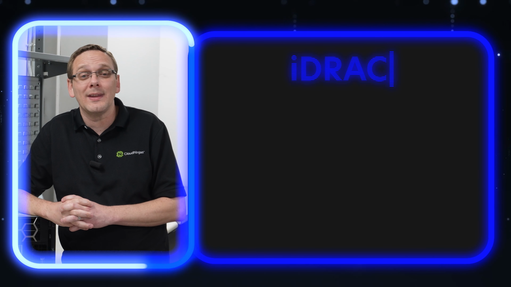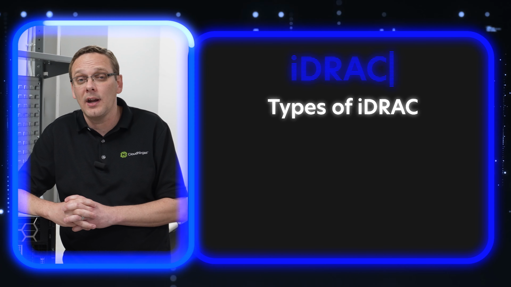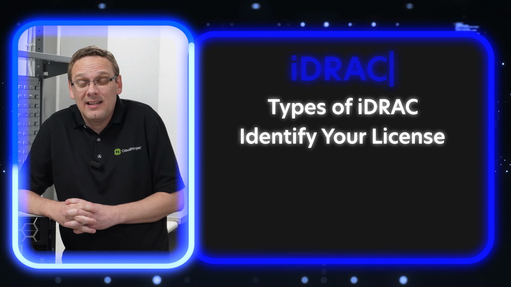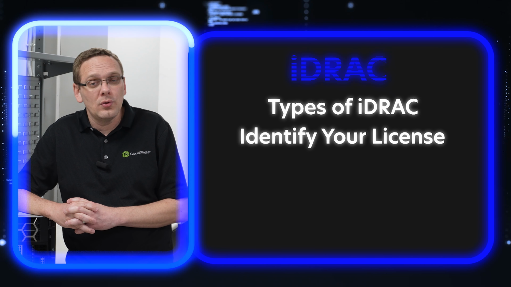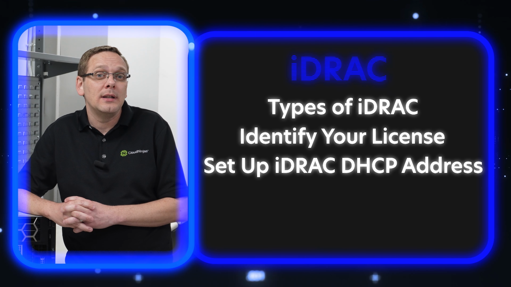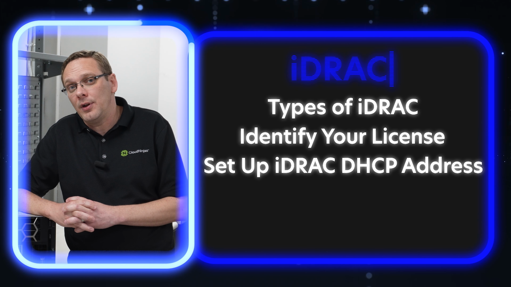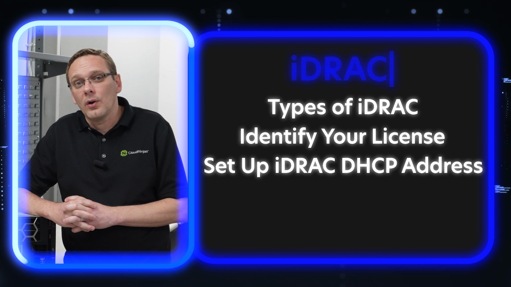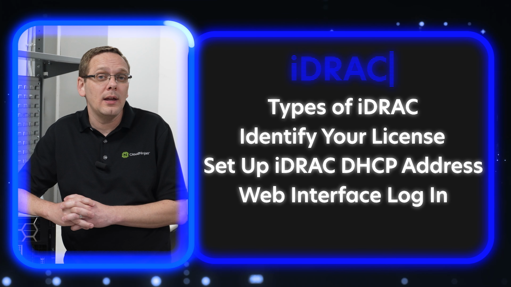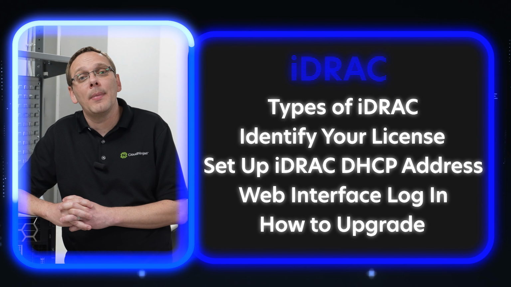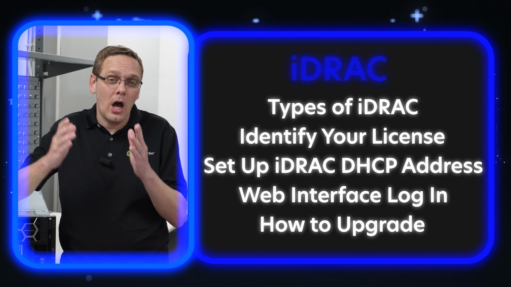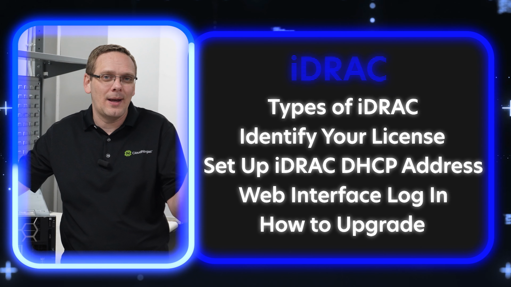First things first, we're going to go over the types of iDRAC licenses that you can have. Then we're going to show you how to identify what type of license you have. Then we're going to show you how to set up your DHCP IP address. And then we are going to show you how to log in to the web interface. And at the very end, we're going to show you step-by-step instructions on how to upgrade your license. So let's just hop into all the fun stuff.